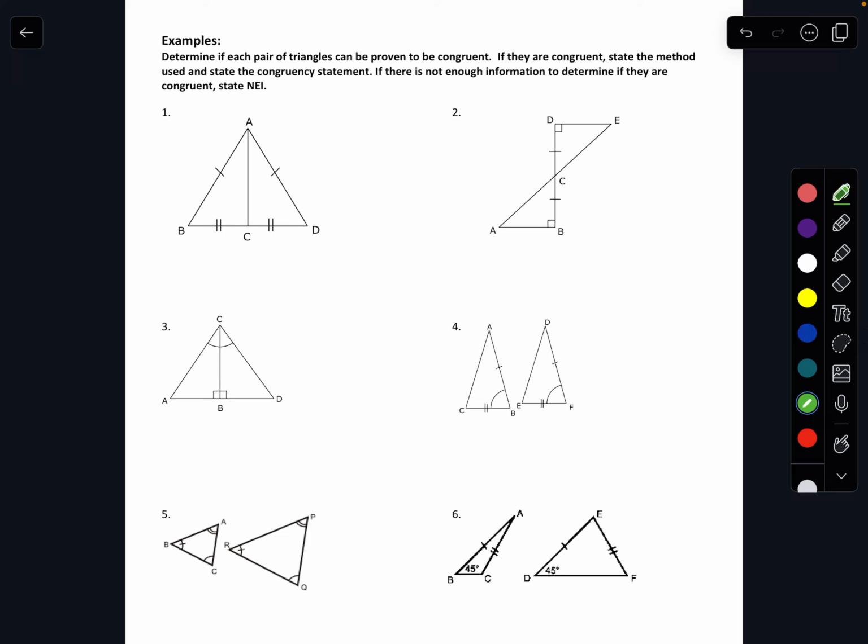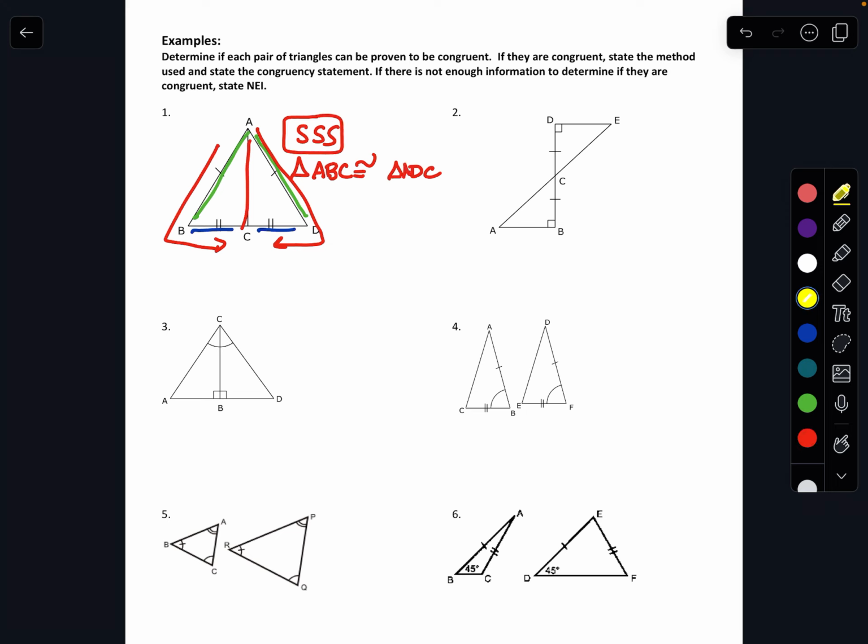So the first one right off the bat, I do see that they're giving us two sides that are congruent, but you have to remember that this third side is also congruent by the reflexive property, that AC equals itself, AC. Okay, so this is side, side, side. Triangle ABC is congruent to ADC by the side, side, side postulate.